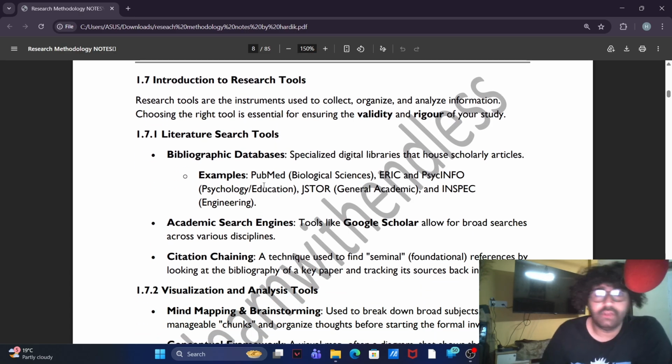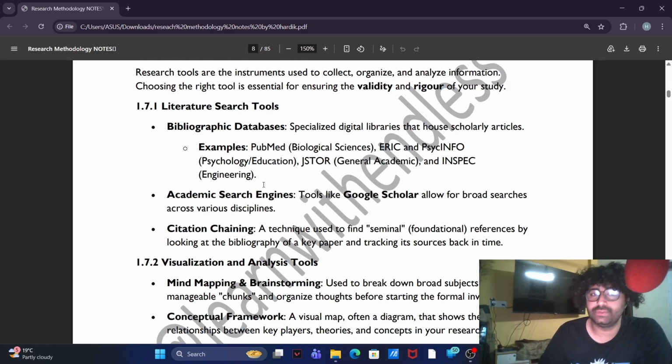Next topic, introduction to research tools. Research tools are the instruments used to collect, organize, and analyze information. Choosing the right tool is essential for ensuring the validity and rigor of your study.